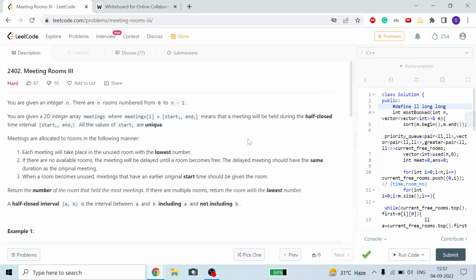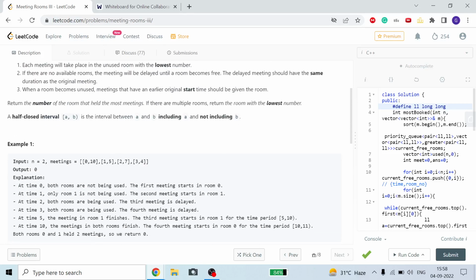Okay, so first of all we will read the description. We are given n rooms, meaning we have total n rooms numbered from 0 to n minus 1. Now we are given a 2D integer array meetings, where meetings[i] equals start i and end i. Means in the array, for a particular index i, a meeting starts at start i and ends at end i. Here n is 2, means we have total 2 rooms, numbered 0 and 1.